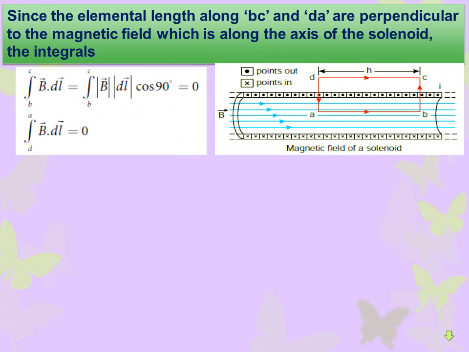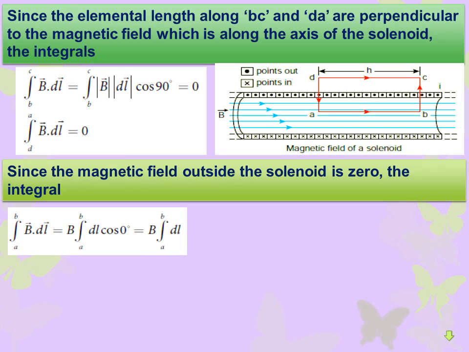Since the elemental lengths BC and DA are perpendicular to the magnetic field, which is along the axis of the solenoid, the integral from B to C of B dot dl is equal to the integral of B dl cos 90 degrees. That means cos 90 degrees is equal to 0. Therefore, the integral from D to A of B dot dl is equal to 0.